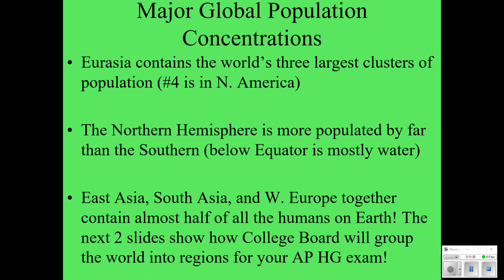Basically, what I want to show you on this next one is some of these patterns of the big population concentrations. The Northern Hemisphere, remember, has way more people than the Southern Hemisphere. Remember, the Southern Hemisphere is Antarctica and a lot of water, and places in South America, Africa, and Australia that are pretty much uninhabitable because of the 5-2s.